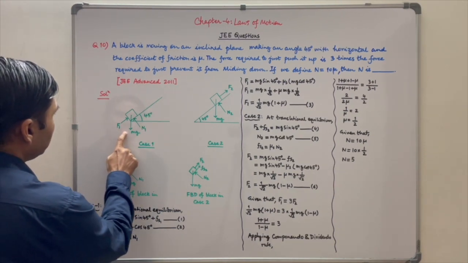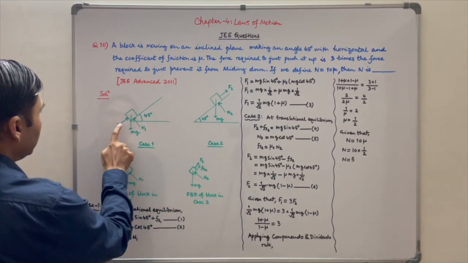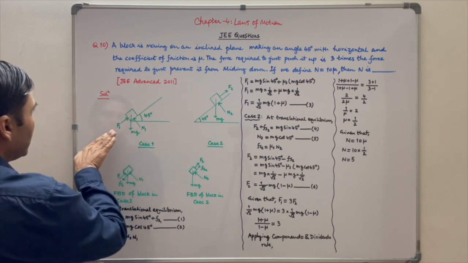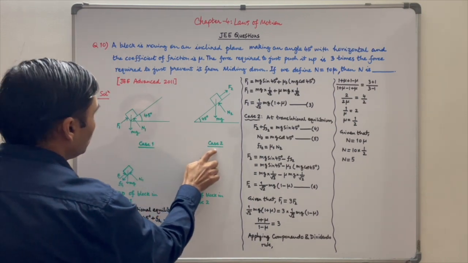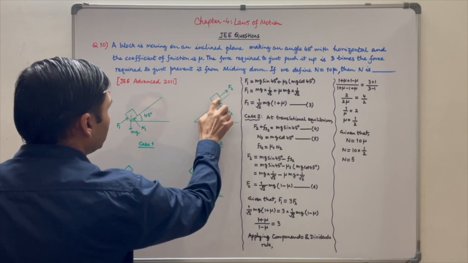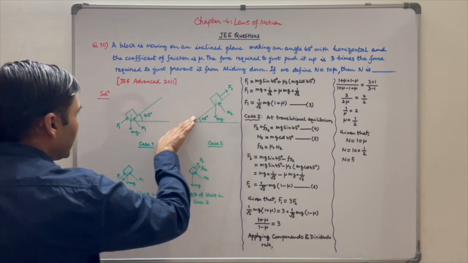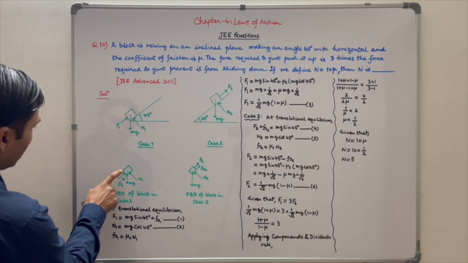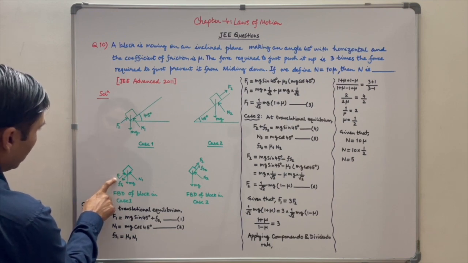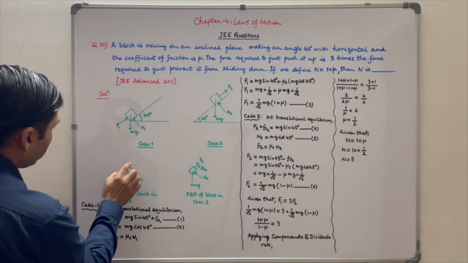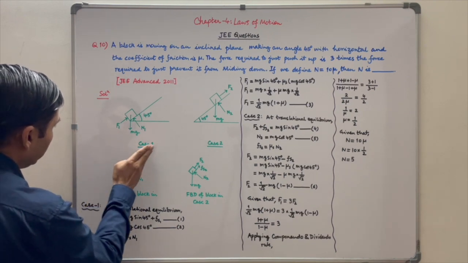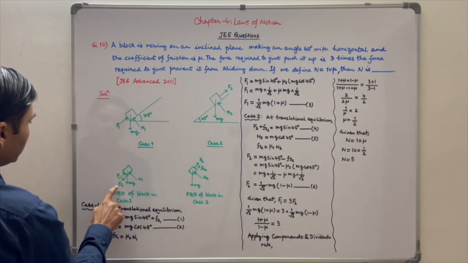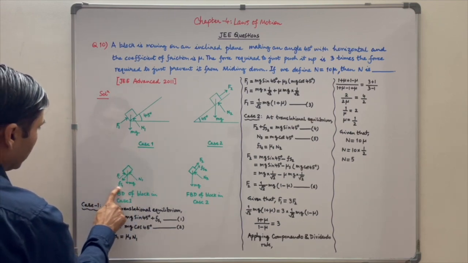We will consider given two cases one by one. In case 1, force F1 is applied on the block to push it up the plane. In case 2, force F2 is applied on the block to prevent it from sliding down. This is FBD of the block in case 1. Force F1 is applied on the block to push it up the plane. Since the block will move up the plane, so friction force on it will work down the plane. This is represented by Fs1.